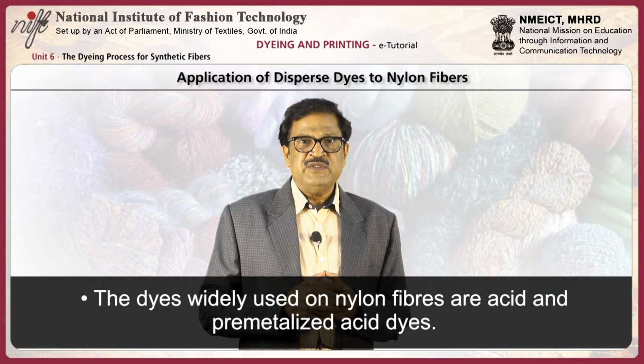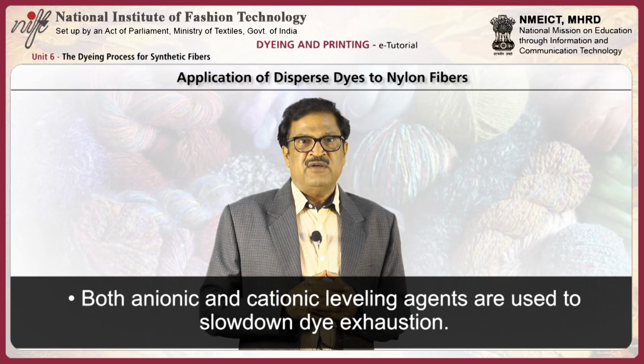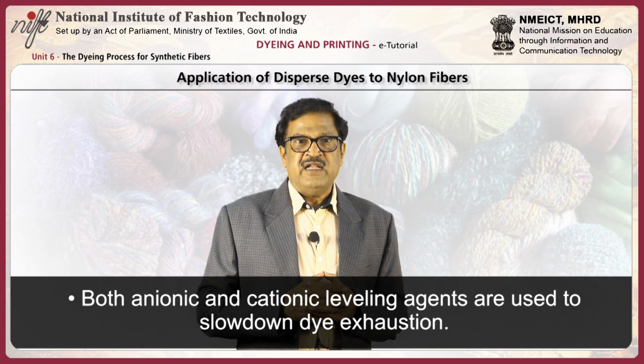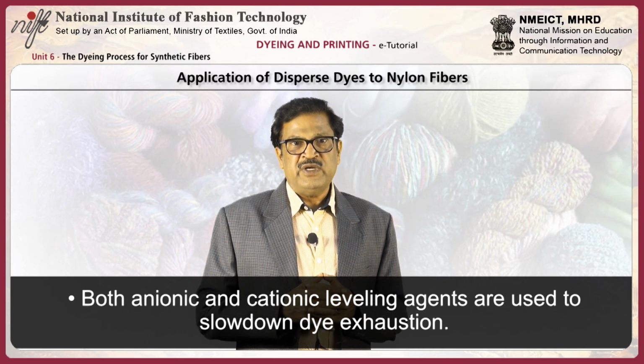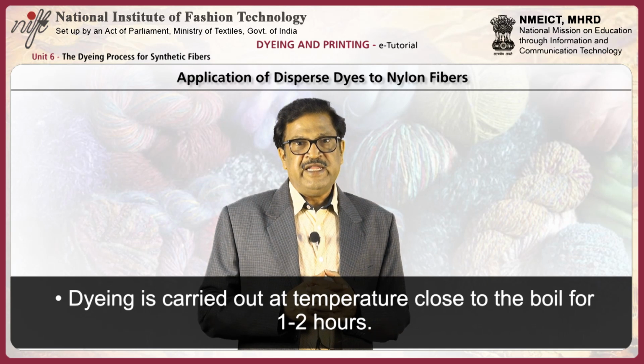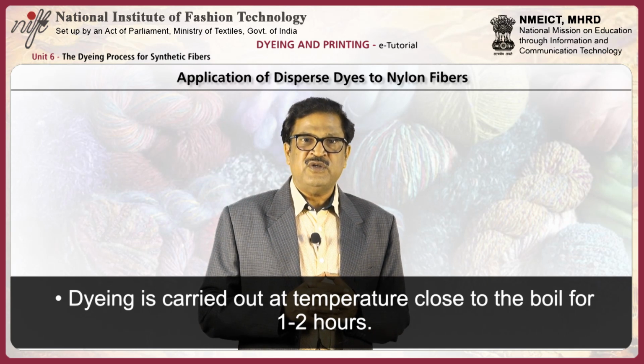The dyes widely used on nylon fibers are acid and pre-metallized acid dyes. Both anionic and cationic leveling agents are used to slow down the dye exhaustion. Dyeing is carried out at a temperature close to the boil for 1 to 2 hours.